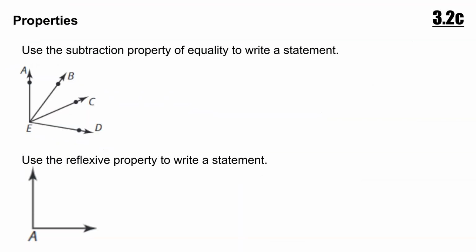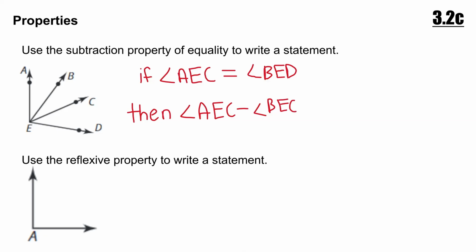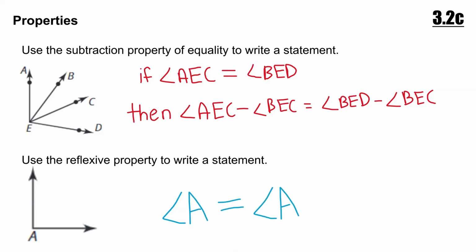The first problem asks to use the subtraction property of equality to write a statement. Since this is about using subtraction, it is best to state if two angles are equal, then taking away the same piece of them will be equal. Start with if angle AEC is equal to angle BED, then taking away the middle angle BC will show angle AEC equals angle BED. The second problem asks to use the reflexive property to write a statement. The reflexive property would simply state that angle A equals angle A.